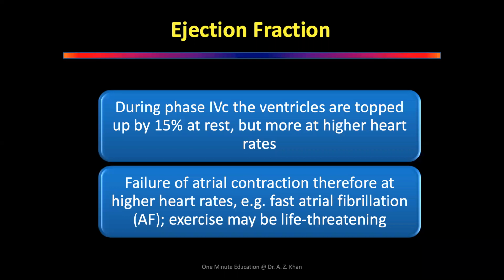So the concept here is the Starling's law is very important because the force of contraction of a myocardium depends on the amount of stretch of the ventricle. And in a fast AF, because it's happening so fast, there is no time for the atrial systole to fill the myocardium. So there is no time for the ventricle to stretch to its maximum capacity. Hence, you lose almost 15% volume.